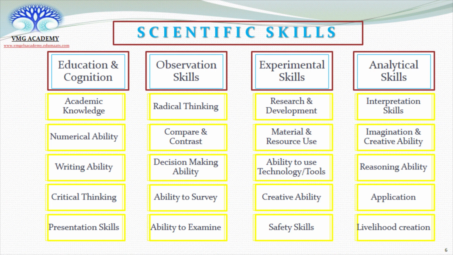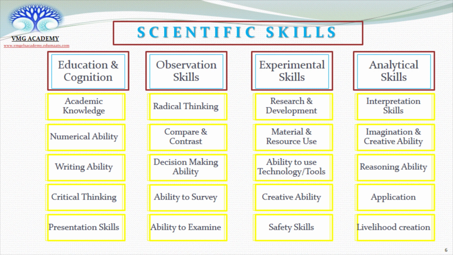Let us try to look at scientific skills from a different point of view. Let us try to classify scientific skills on the basis of scientific philosophy and working principles. Scientific skills can be classified into four major categories. First, education. Second, observatory skills. Third, experimental skills. And fourth, analytical skills. Education and observation can be said as theoretical skills possessed by an individual, while experimental skills and analytical skills are more practical and working skills.